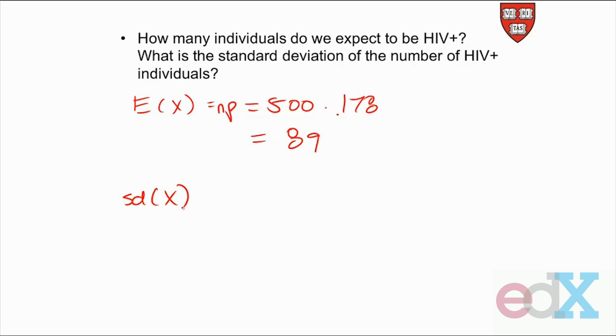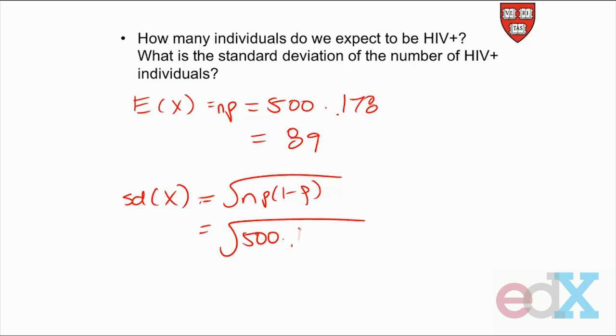Next, we want to know the standard deviation of X. It's equal to the square root of N times P times 1 minus P, which in this case is the square root of 500 times 0.178 times 1 minus 0.178. Plugging that into a calculator, we find that the standard deviation is about 8.55.